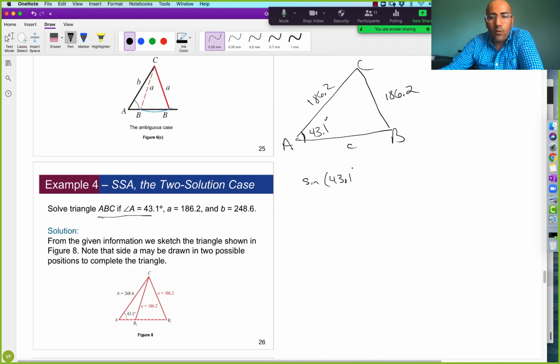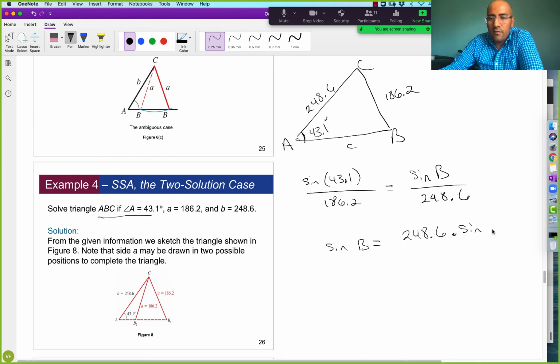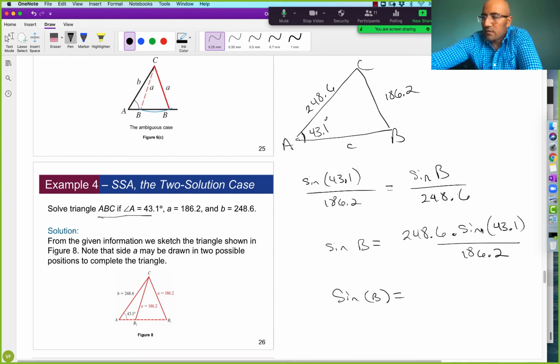Sine of 43.1 divided by 186.2 must be equal to sine of angle B divided by, oops, I messed up. Side b is 248.6. Okay, so sine of B must be equal to 248.6 times sine of 43.1 divided by 186.2. Good, so then we go over to our calculator and figure out what this is.